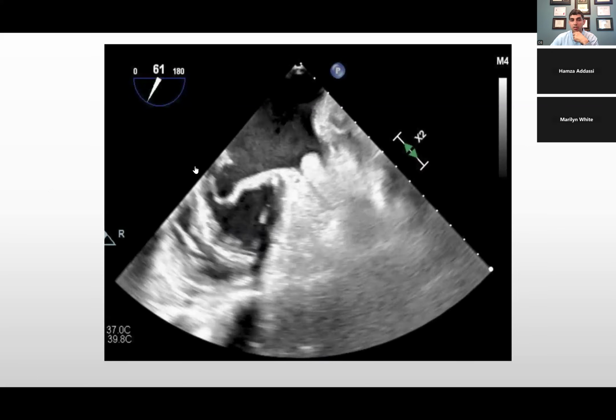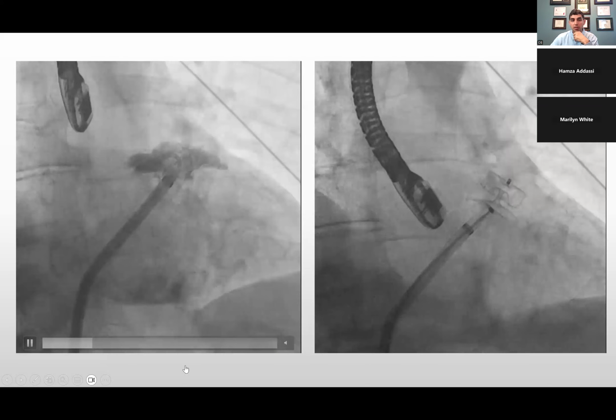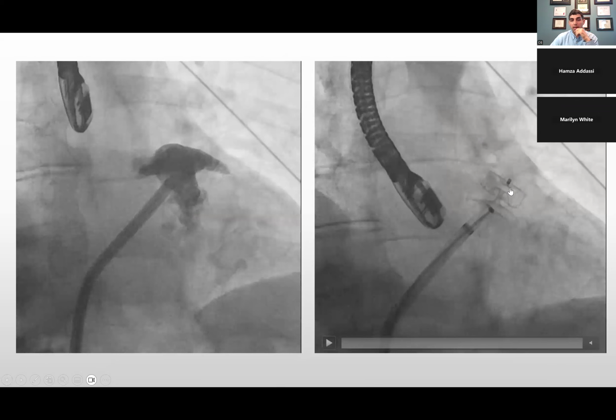So this is how it looks under fluoro. You're coming in through the vein, going from the right atrium to the left atrium. You shoot contrast into the left system. So this is the left atrial appendage. It's just a pocket in the left atrium. No one knows what it does, to be very honest with you, or the role that it entails.